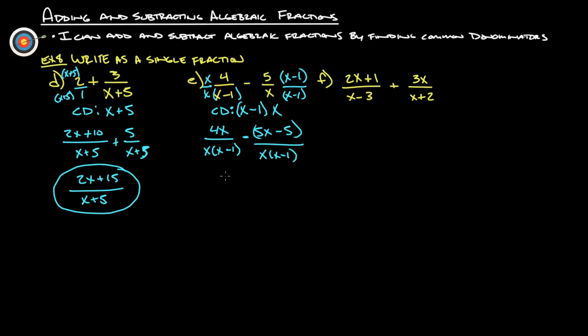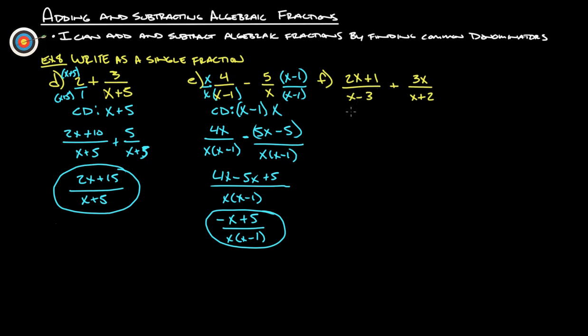Okay, so let's simplify that. So we have 4x minus 5x, negative times a negative is plus 5, all over our common denominator, which is x times x minus 1. And then 4x minus 5x gives us negative x plus 5, all over x times x minus 1 is our final simplified writing as a single fraction.